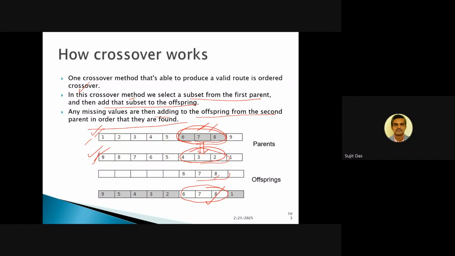For the remaining things, start from 9: 8, already there, don't count. 7, already there, don't count. 6, already there, don't count. 5, not there. Next, we take 4, 3, 2, 1, and in this sequence, those which are not there, we simply keep on putting. So this is a different kind of crossover that we can apply to the traveling salesman problem.